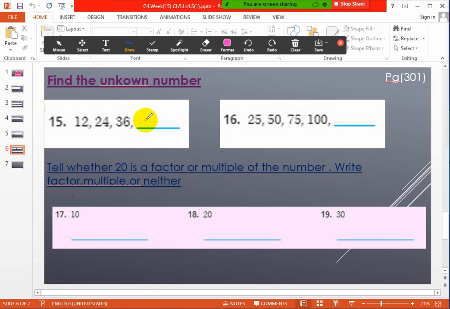Now, girls, I want to know the next multiple after 12, 24, 36, and what is the next multiple? Very good, Kinda. Your answer is correct. I want you to tell me, how did you find this one? Okay, just 1 minute. I will open the mic for you. Okay, Kinda, tell me why.